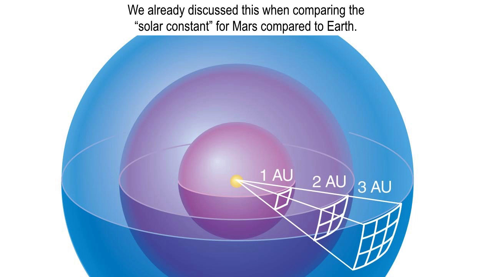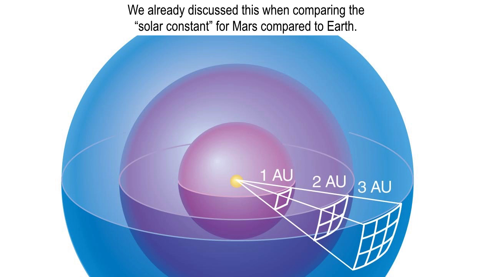You see that the same amount of energy that spreads corner to corner on this 1 square meter at 1 AU, by the time it gets twice as far out at 2 AUs, is spread out over 4 square meters. By the time it gets out to 3 AUs, it's spread out over 9 square meters. When the distance doubles, the area goes up by 4, 2 to the second power. Make a note of that. Distance doubles, area increases by 4. Distance triples, area increases by 9, 3 to the second power.